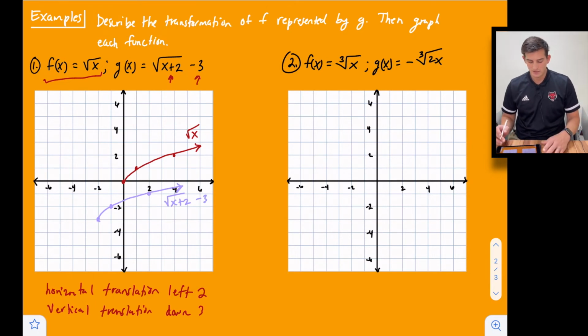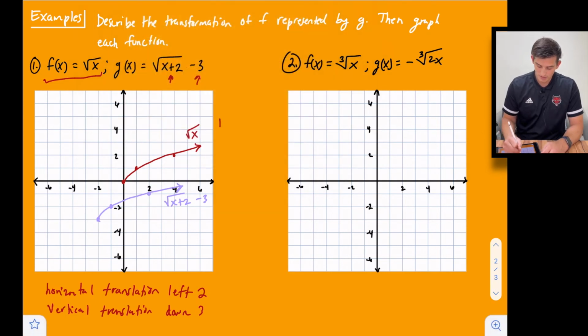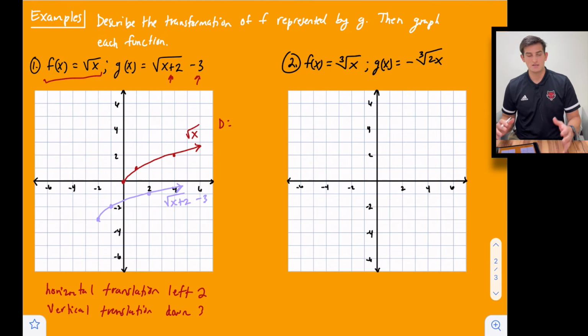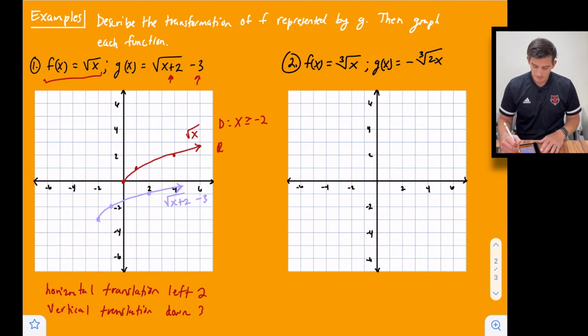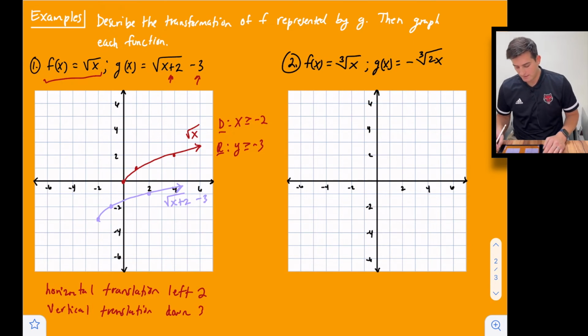All right, and so now we can think, okay, my domain and range has been adjusted, right? So if we go back and we write down our domain, so now our domain is x values, right? Well, this is going to be anything greater than or equal to negative 2 because we moved left 2. And our range is going to be anything greater than or equal to negative 3. Why? Because we moved down 3. Okay? All right. Number 2, we have f of x equals the cube root of x.